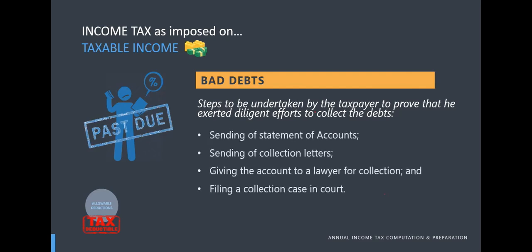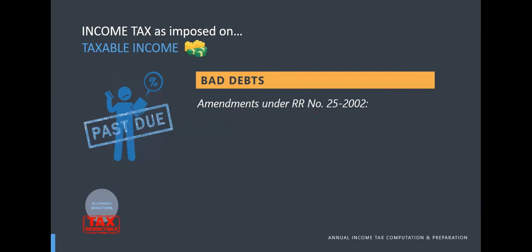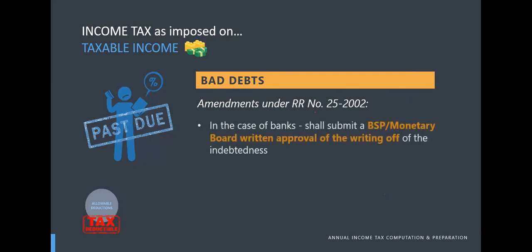Okay. Next. Amendments under 25-2002. In the case of banks, a bank must submit a BSP Monetary Board written approval for the writing off of the indebtedness. So banks cannot just write off. They need a written approval from the BSP or the Monetary Board, whichever the case may be, to write off a certain indebtedness of a bank debtor.